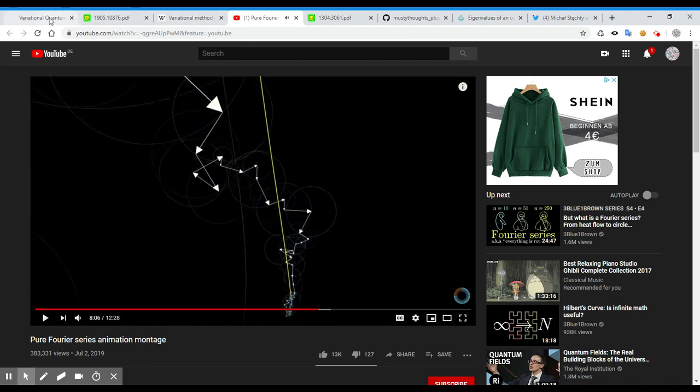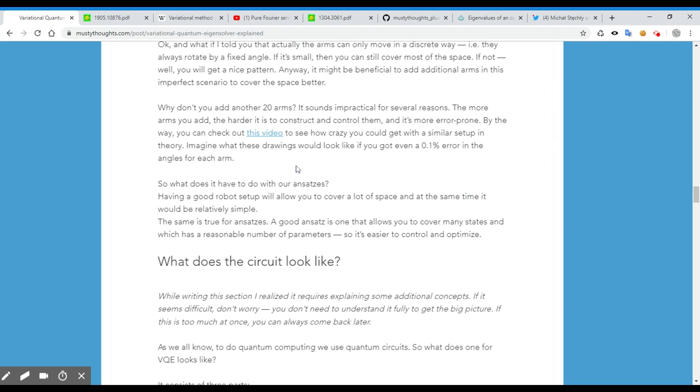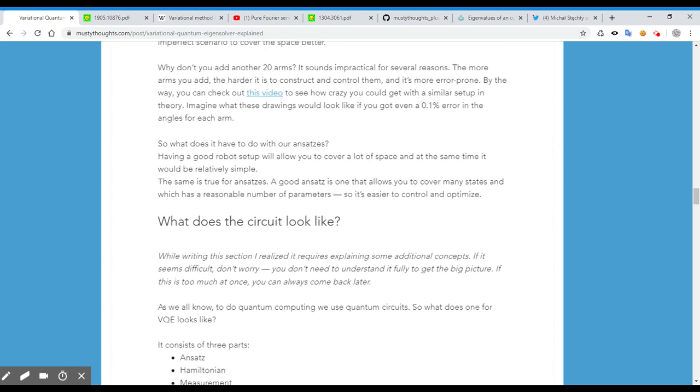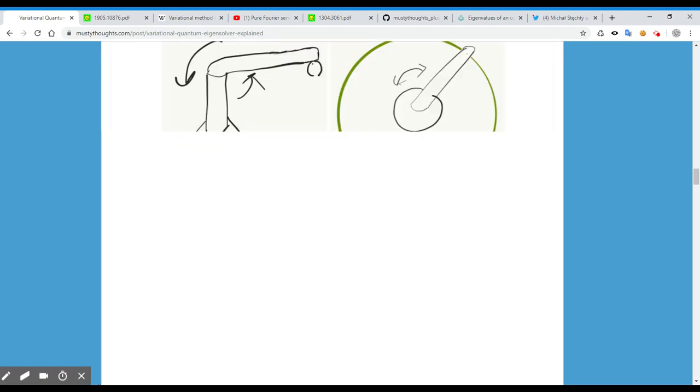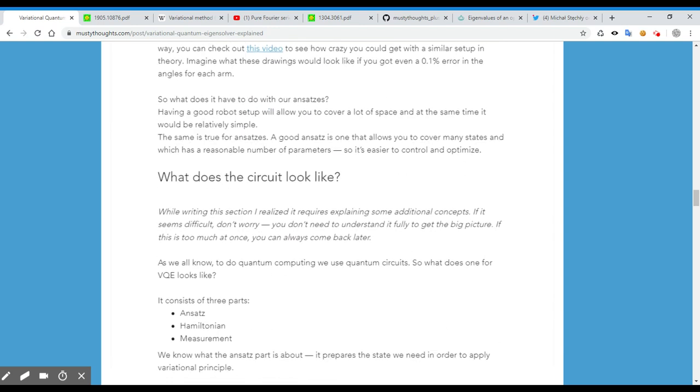Okay, so what does it have to do with our ansatz? Having a good robot setup will allow you to cover a lot of space, and at the same time it would be relatively simple. The same is true for an ansatz. A good ansatz is one that allows you to cover many states and has a lot of parameters. That's a nice explanation, a nice way to explain that.